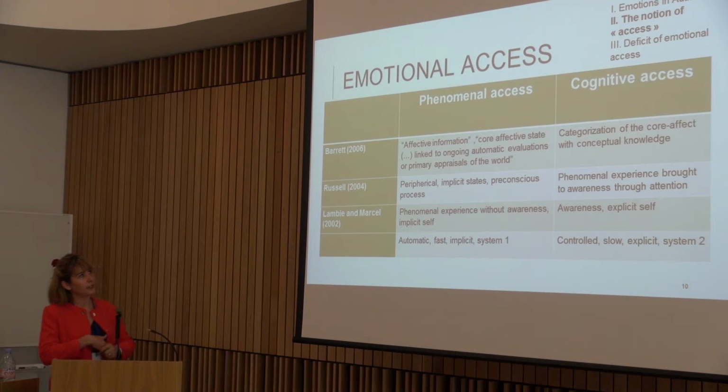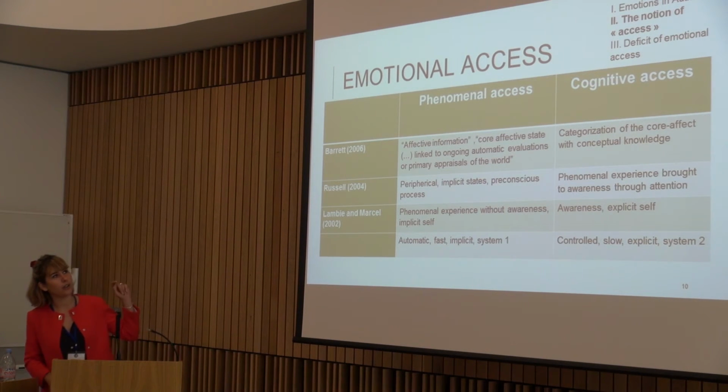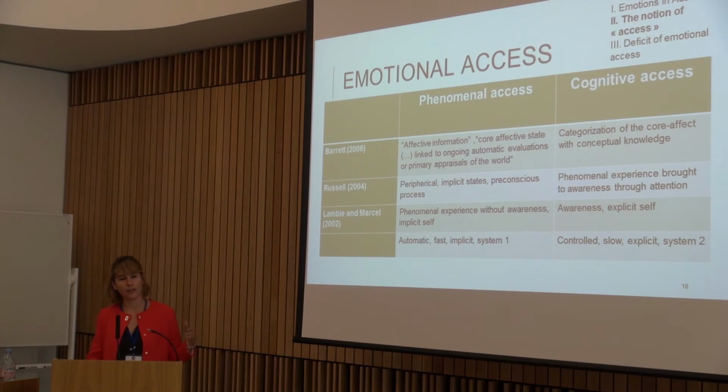According to Barrett, there is something like the affective information or the core affective state linked to ongoing automatic evaluations or primary appraisals of the world. This is a way to relate, according to her, to our own emotions. If we apply the terminology that I just explained, it is the phenomenal access to our affective state. She also talks about categorization of the core affect with conceptual knowledge, and this is the cognitive access, in the words I used.